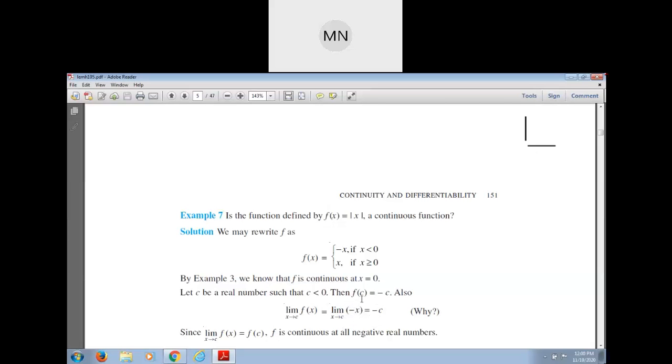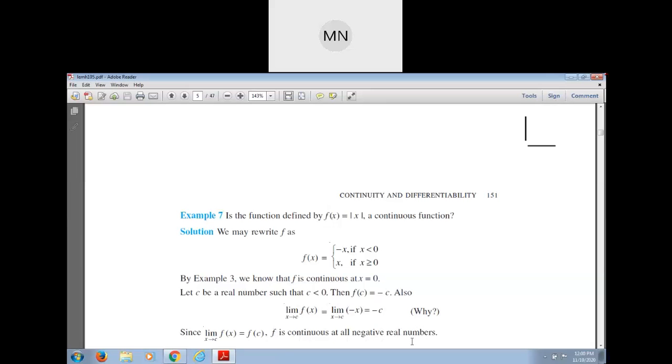Now see that f of c equals the limit as x tends to c of f of x. Now from this we can say that f is continuous at all negative real numbers. Okay. f is continuous at all negative real numbers. Now you have to set the continuity of f for all positive real numbers.